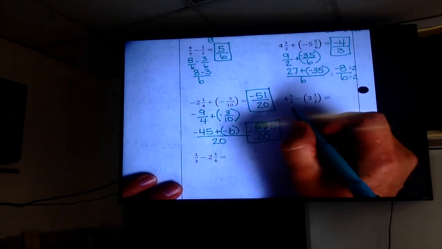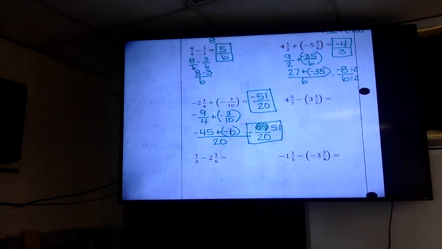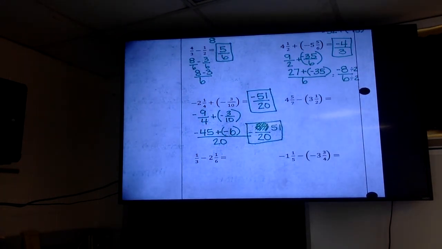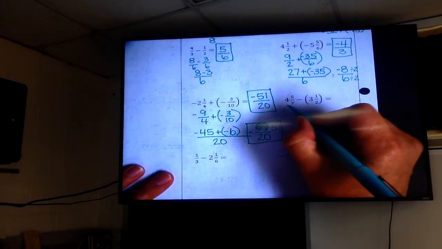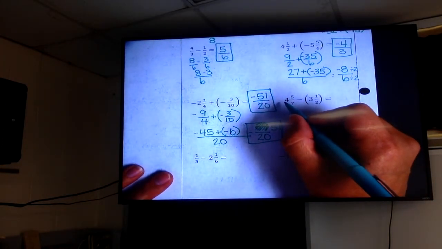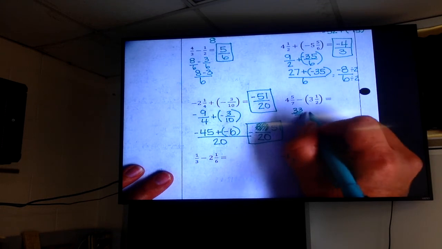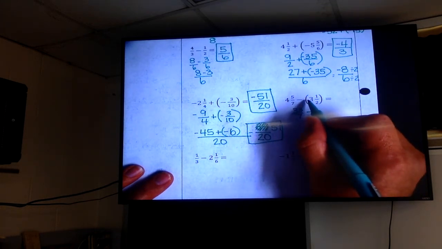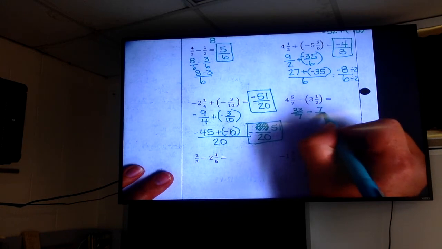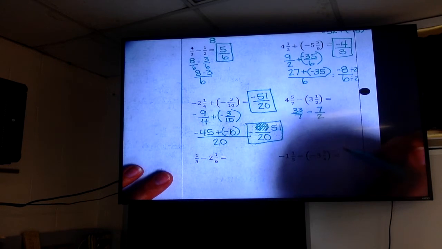All right, looking at the next one, I have 4 5/7 minus 3.5. So 4 5/7 I would need to make into an improper fraction. 7 times 4 is 28. 28 plus 5, that would give me 33. So I have 33/7 minus, and then here, 2 times 3 is 6 plus 1 is 7. So I have 7 halves. I'm not quite sure why this is in parentheses since it's not negative.